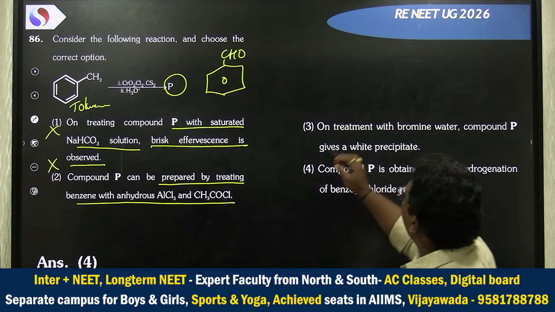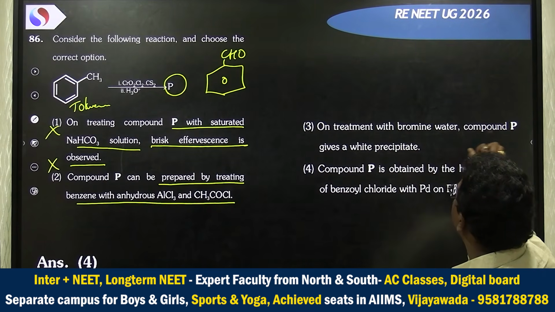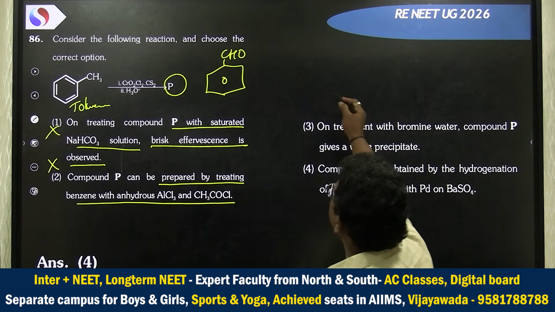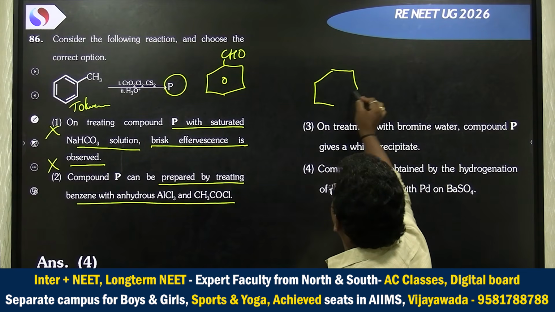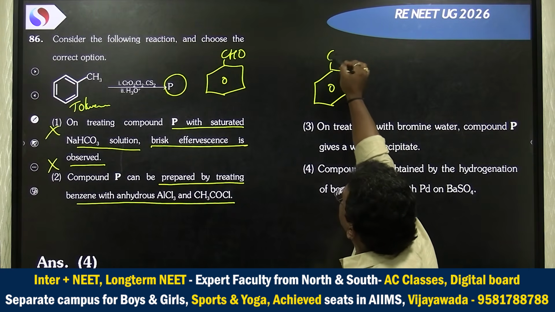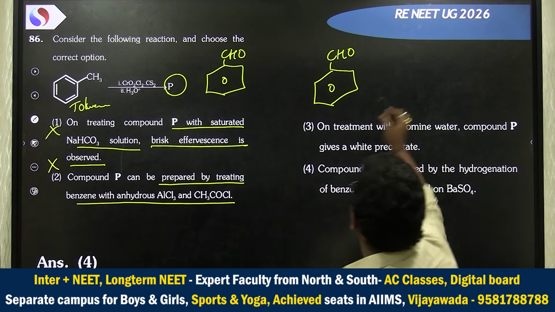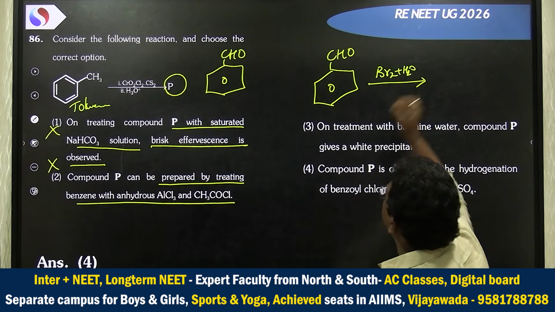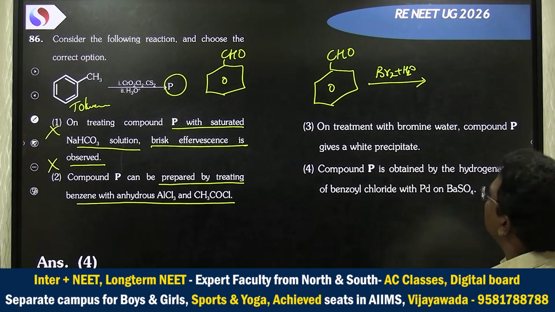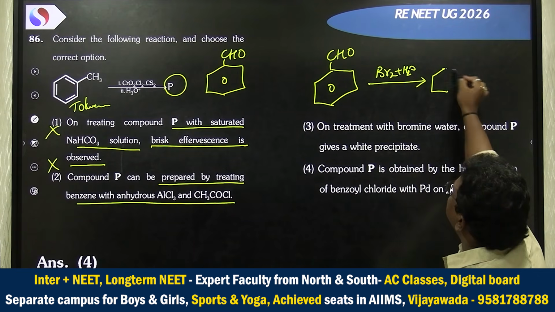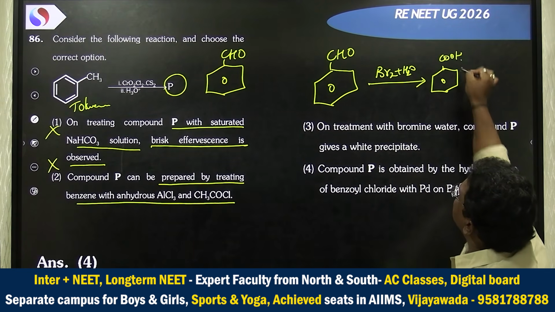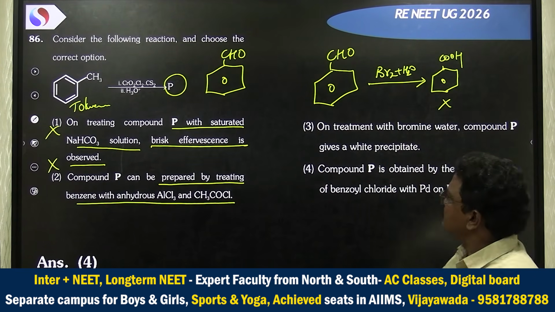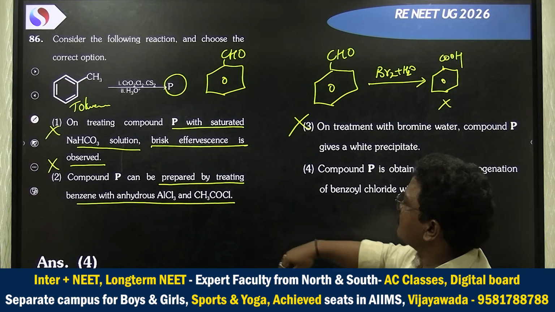రైట్. On treatment with bromine water, compound P gives a white precipitate. P means here benzaldehyde. ఎవరితో ట్రీట్ చేయాలన్నారు? బ్రోమిన్ వాటర్. It acts as an oxidizing agent. Gives a white precipitate? It does not give a white precipitate. Means here the product is benzoic acid, not a white precipitate. Right. So option C also, the third option also wrong.